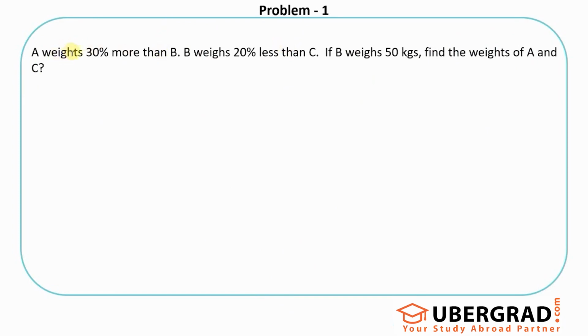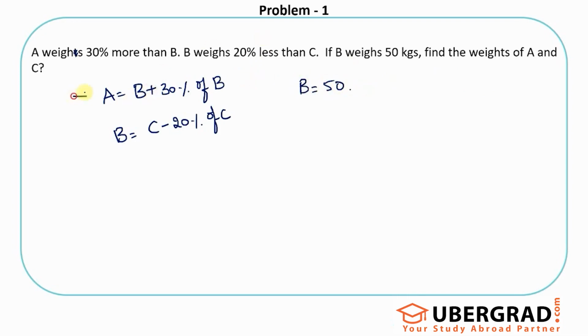So A weighs 30% more than B. Basically it means A weighs 30% more than B. B weighs 20% less than C. So B basically weighs 20% less than C. Okay, this is done. If B weighs 50 kgs, find the weights of A and C. So they have given us B. Let's come to this point first. So A is basically 50 plus, okay, I've taken the same numbers.